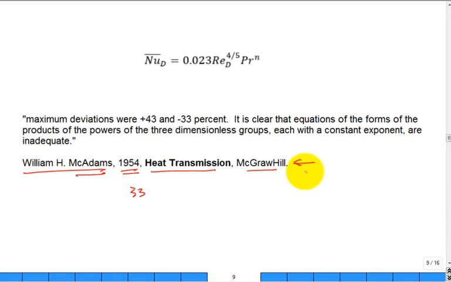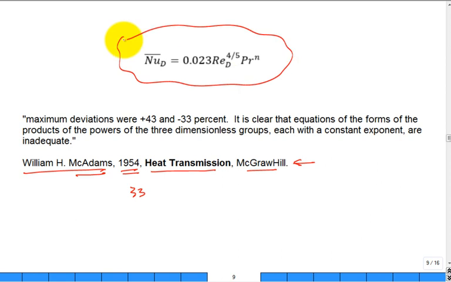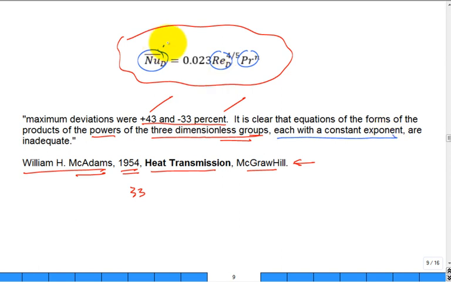But anyway, in this section where he's describing both the Dittus-Boelter as well as the Sieder-Tate equation, even though he doesn't use the name Dittus-Boelter, I think he does use Sieder-Tate. But anyway, it says, quote-unquote, maximum deviations are plus 43 and minus 33%. What do you think about the accuracy of that? It is clear that equations of the forms of the products of powers of three dimensionless groups. What are the dimensionless groups? Nusselt, Reynolds, Prandtl. Each with the constant exponent. Constant 1, constant 0.8, constant 1/3. Are inadequate.